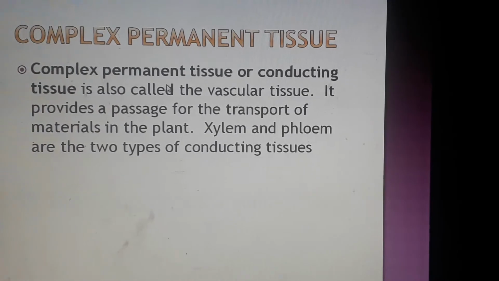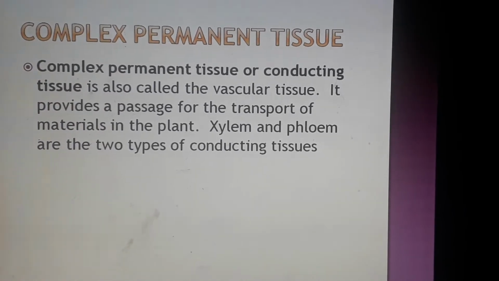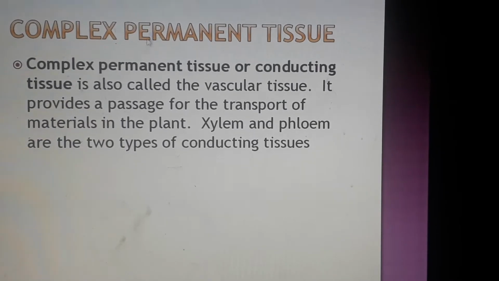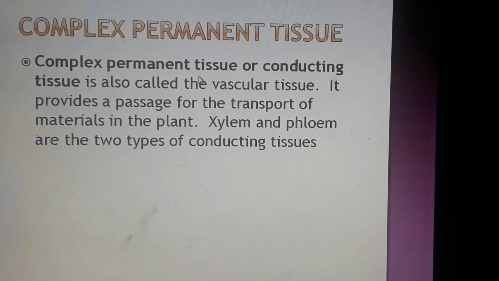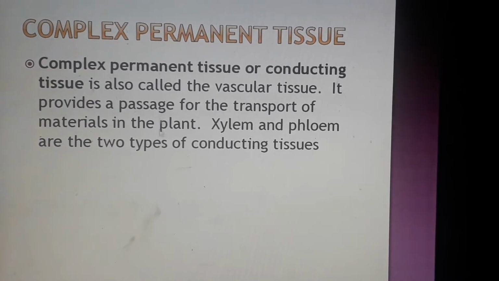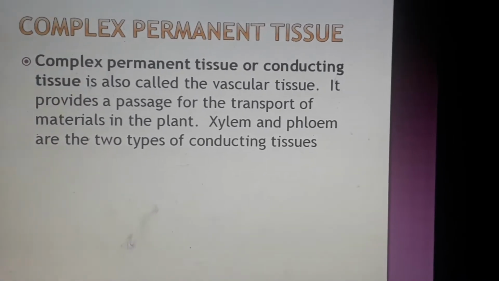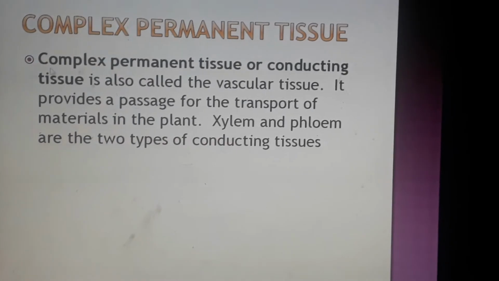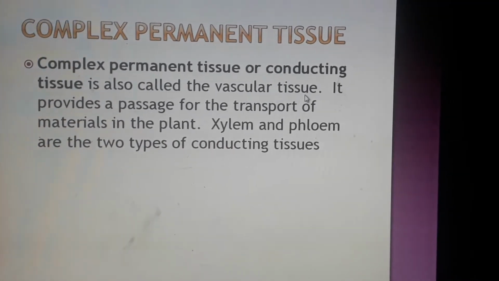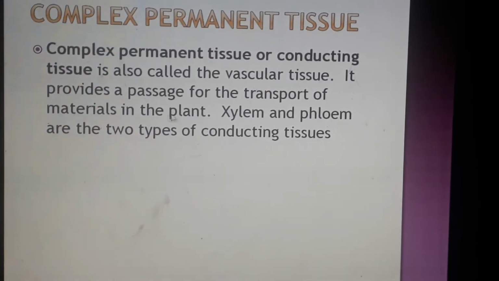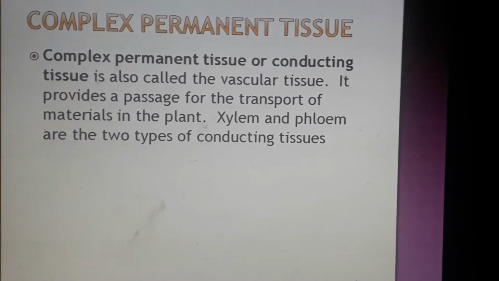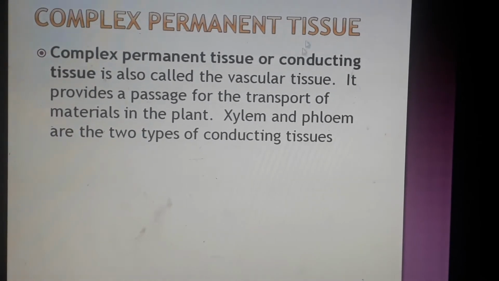Okay. I told you what is the meaning of conduction? To take things from one part to another part. Okay. So they are complex permanent tissues. They transport things in the upward direction or in the downward direction. So they are the conducting tissue. They are also called by another name. They are called vascular tissue. It provides passage for the transport of materials in the plant. So these permanent tissues, their main function is transport.